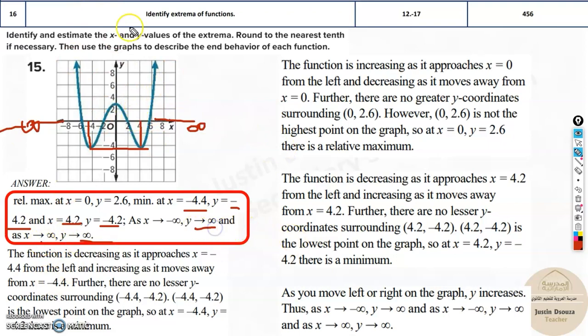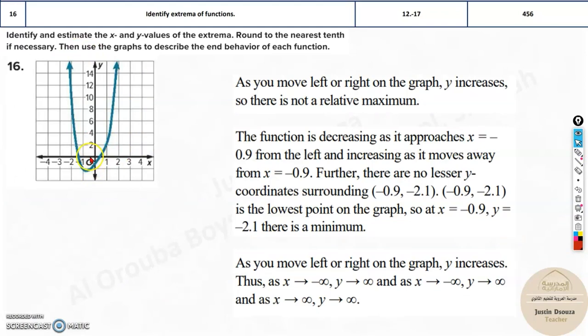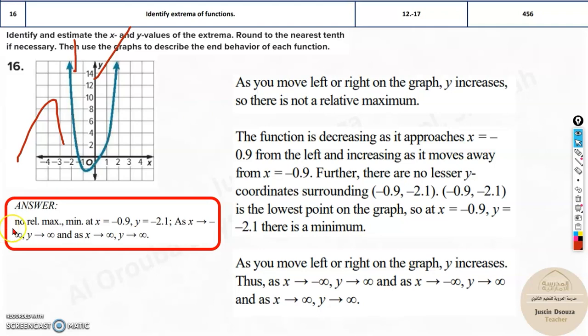Y value is going only upside. That is the answer for relative maximum and minimum points. Now, here there is no... see over here. Is there any relative maximum? No, there is no dip. It's just going forever, right? No, there is no relative maximum. You should say no relative maximum, but there is a minimum point.